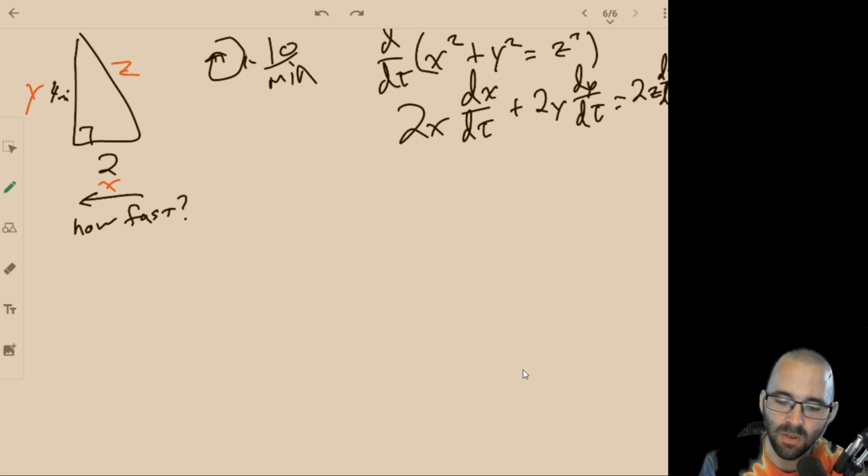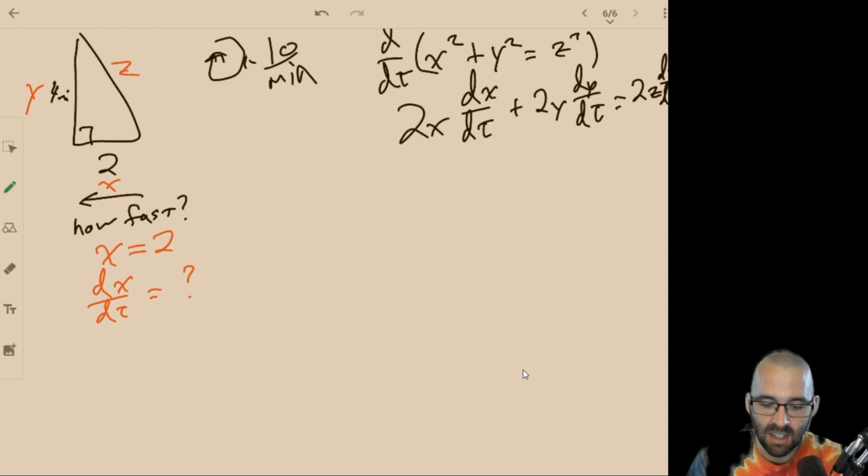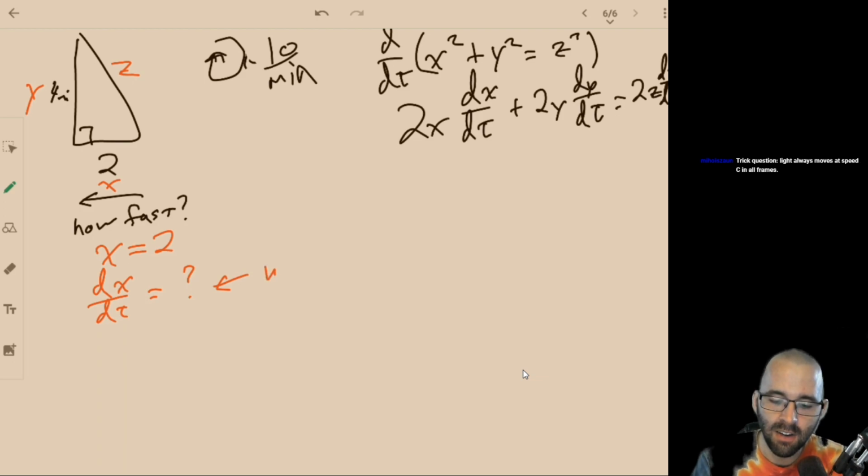So what do we know about this specific moment in time? We know that x is 2. We can plug that in. What is dx/dt right now? Well, we don't know. That's literally what the problem is asking us to find. This is what we want to find. We could abbreviate want to find as WTF.